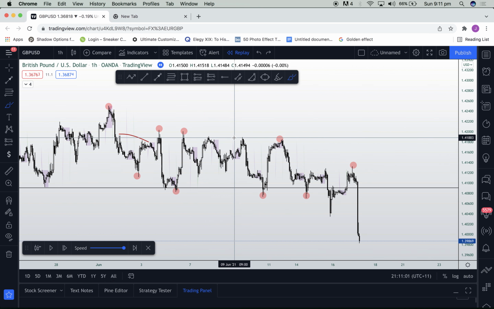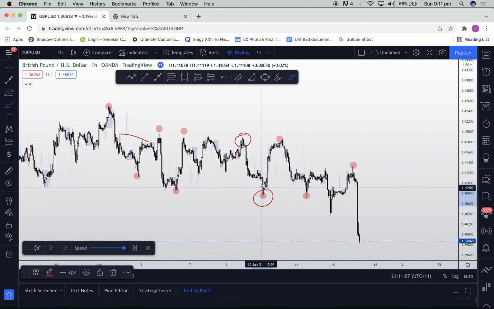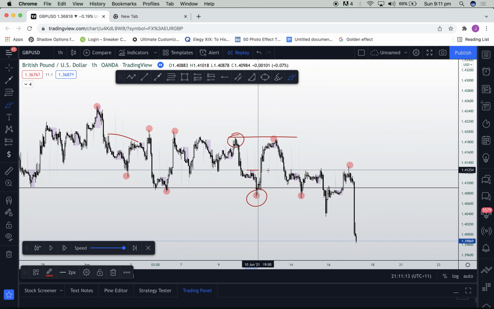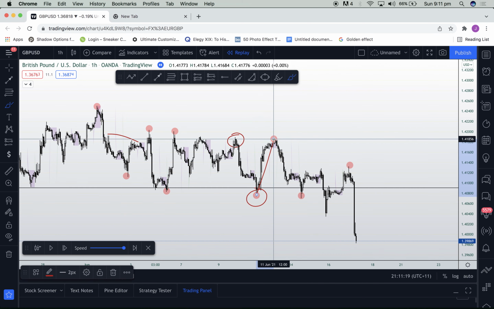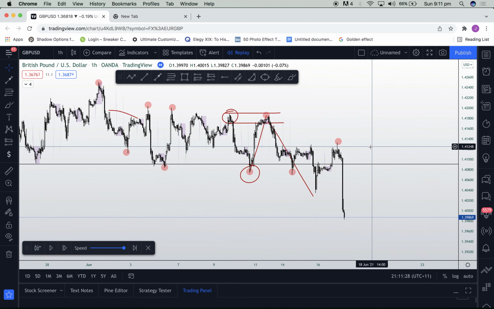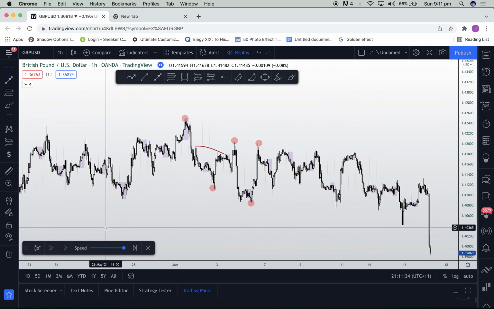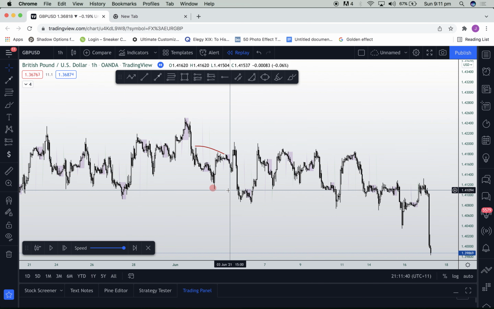right? Then, this point here produced this low. Notice it does not break it. So this break structure was fractal. This pullback was necessary to hit the POI to then further contract to the downside, right? Really simple stuff, gets a little bit confusing, don't overcomplicate it. Just understand that true structure is going to be much better and safer to trade than trying to trade fractal.